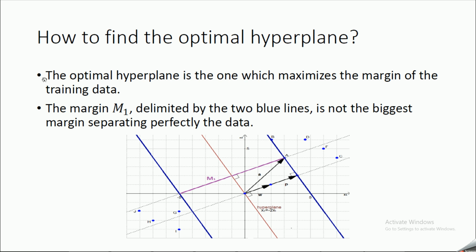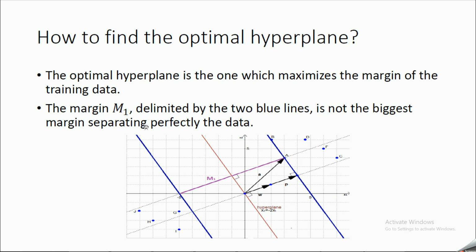Now can you see over here? The optimal hyperplane is the one which maximizes the margin of the training data. So now what has happened in this case? We have found out this value of P, which was 2 root 5, and we have doubled it to get the value of the margin, which is M1.